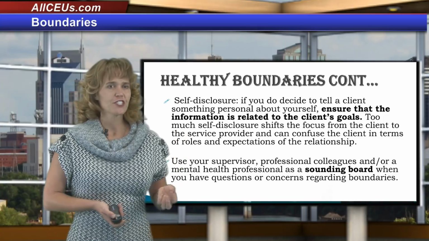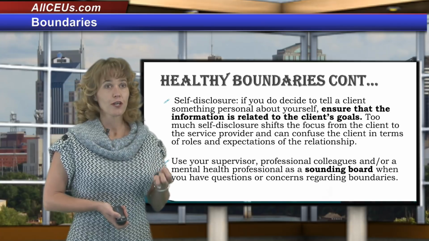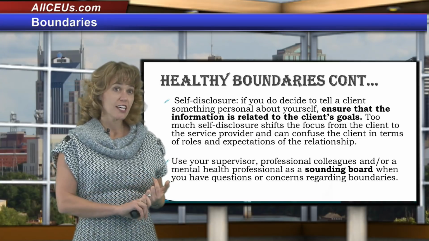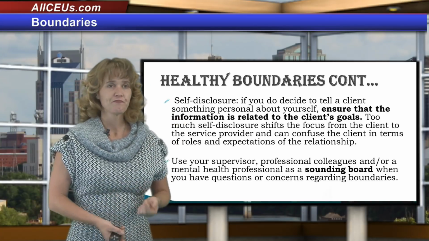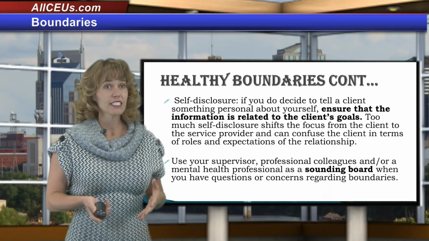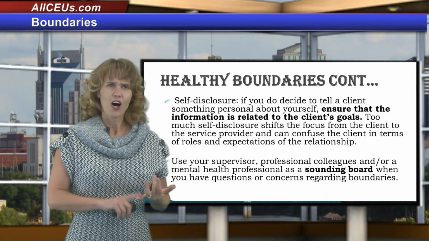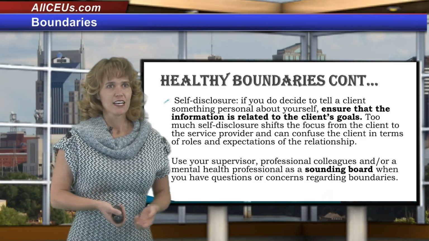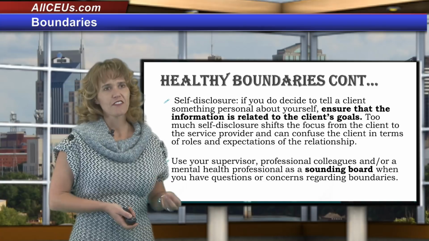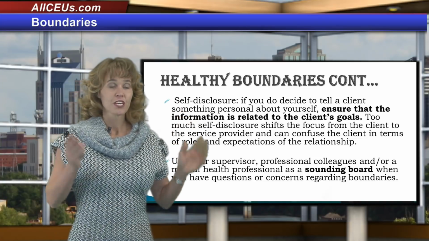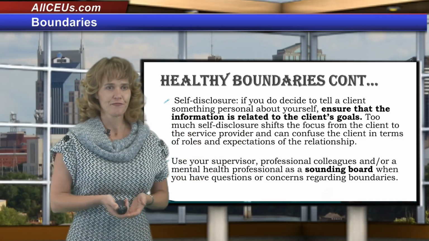Use your supervisor, professional colleagues, and/or a mental health professional as a sounding board when you have questions or concerns regarding boundaries. You can also usually contact your local professional association, the ACA, the APA, AAMFT. They have ethics committees that can help you sort through these issues if you want to consult them. It's always good to have a local professional with whom you can consult on issues like this. You have to have a sounding board. We all have blind spots, so we all need a sounding board so we can get a full picture of what's going on.